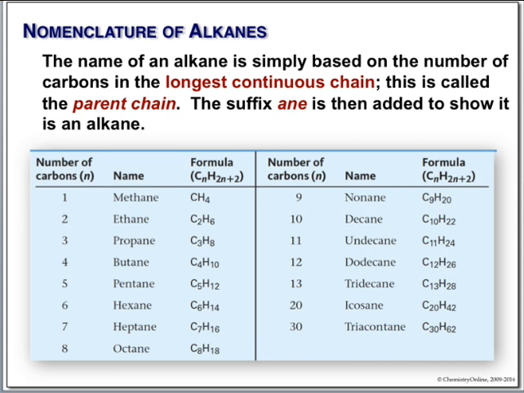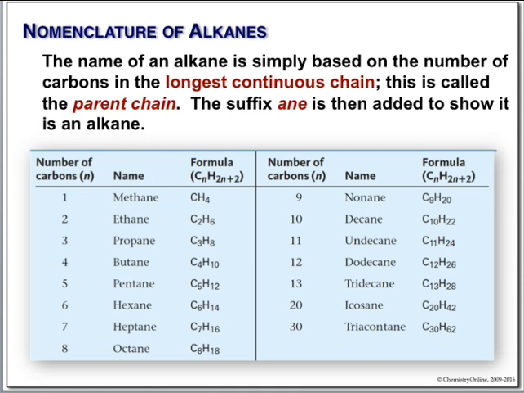One carbon is methane. We've seen that. 2 carbons is eth. That's our prefix. We add a-n-e to the end of the prefix so that we know it's an alkane. A-n-e is a suffix that indicates we're dealing with an alkane. So here our prefix is eth, so this is ethane with 2 carbons. Prop, but, pent, hex, hept, oct, and then they get bigger.